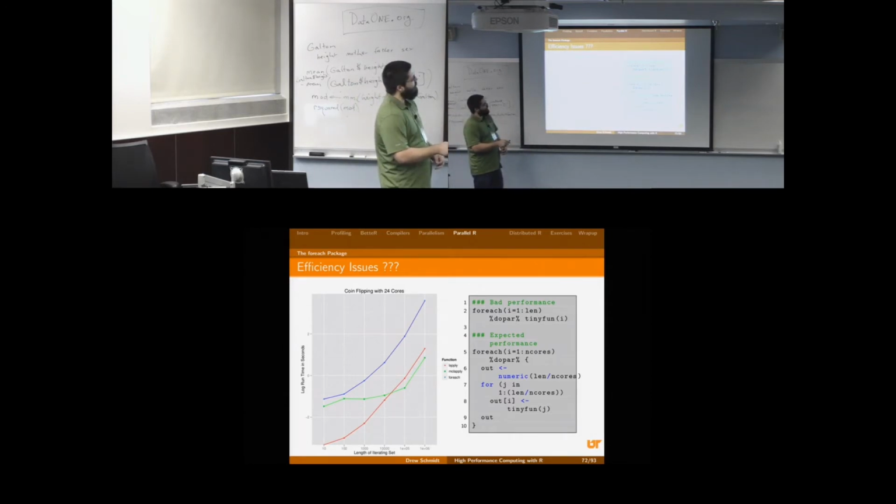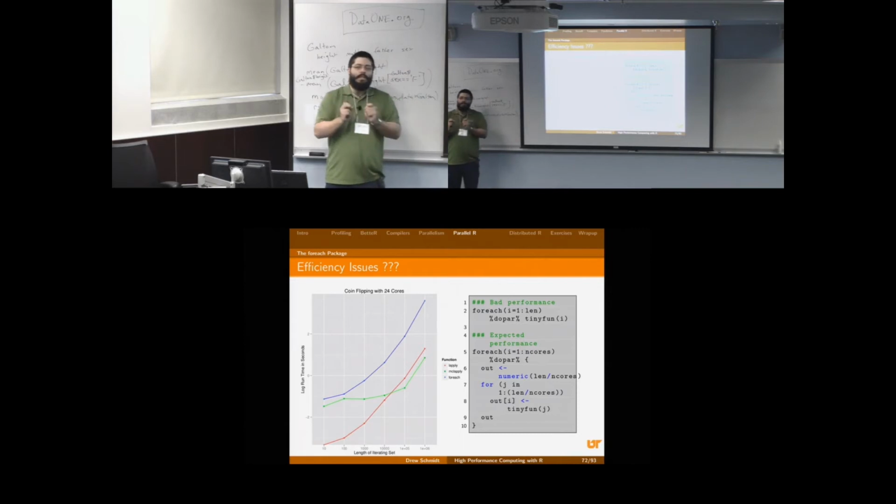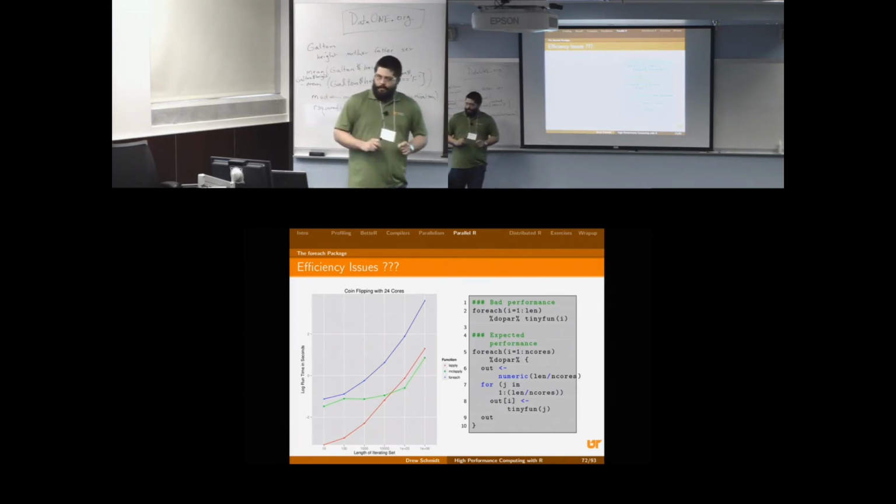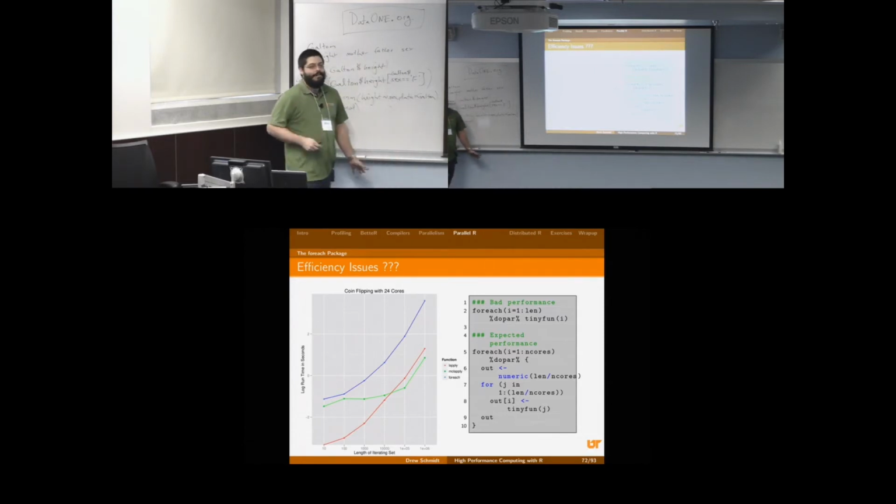foreach i = 1 to some number of things, %dopar% tiny_fun. Okay? That function is really, really, really quick to execute and return. That's important. In that case, foreach is going to take way more time than a serial run, like several hours more.